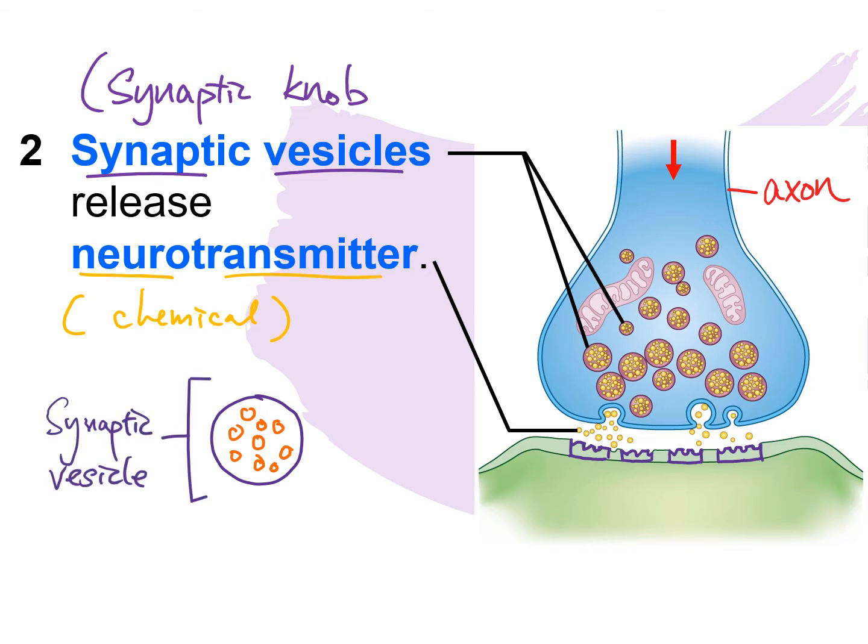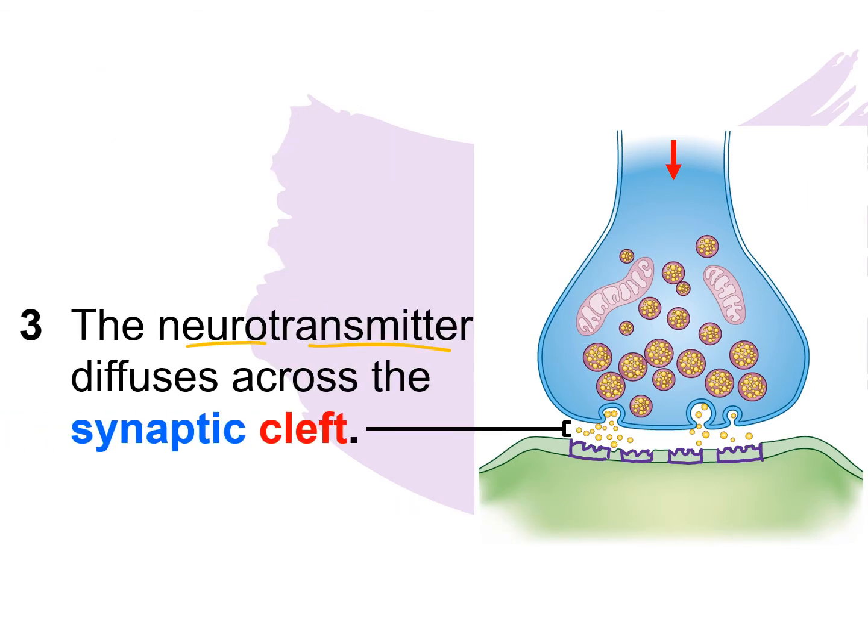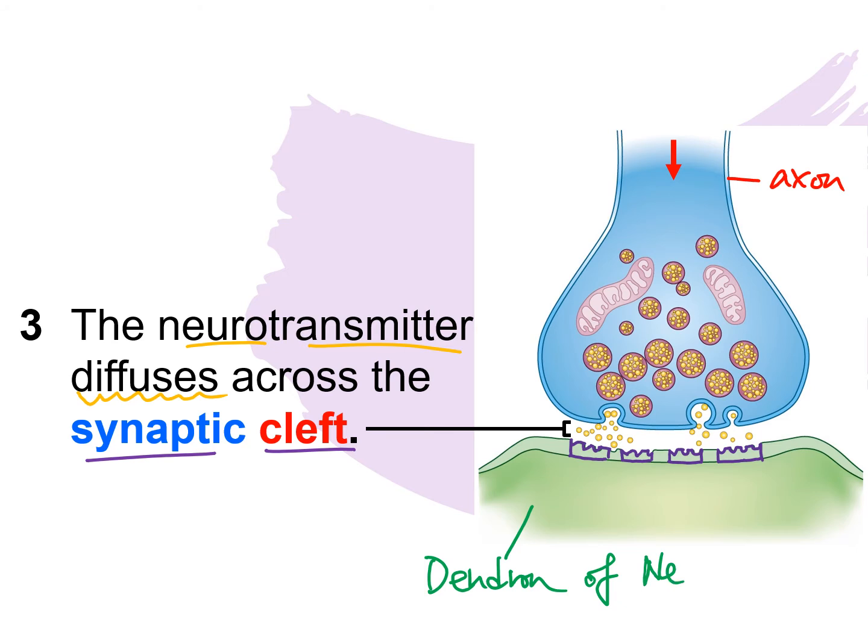The following picture shows you the whole purple circle with the thing inside. We call this a synaptic vesicle. And the orange dots represent the neurotransmitter, the chemical. They are now being released. The neurotransmitter will diffuse across the synaptic cleft, that is the gap between the axon and the dendron of the next neuron.